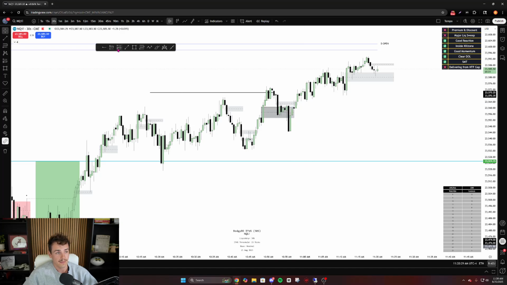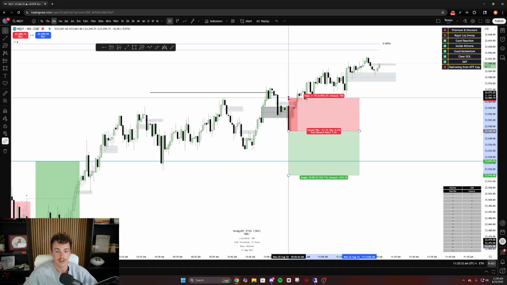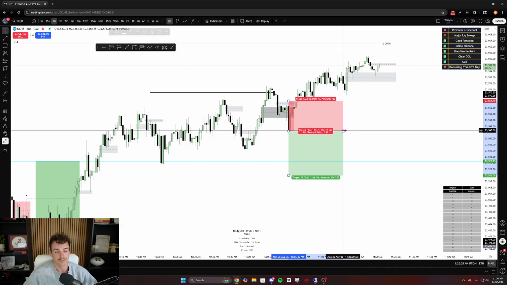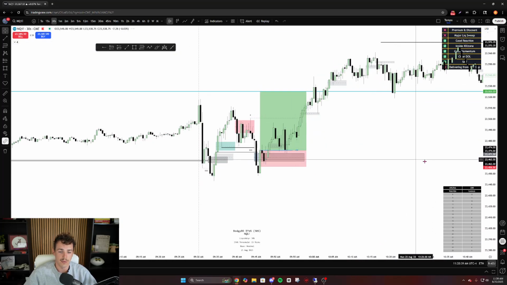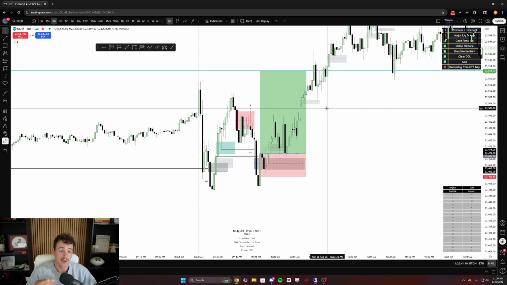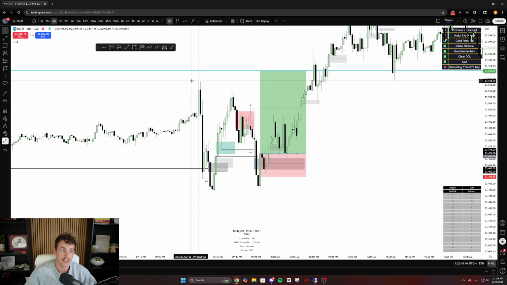It did lose. If you did take it, you probably would have gotten a terrible fill down here, and your stop would have been up here. So it would have been an immediate reversal. But these were the trades of the morning here. And these are the setups that I took to make 10K last week, just setups exactly like this.